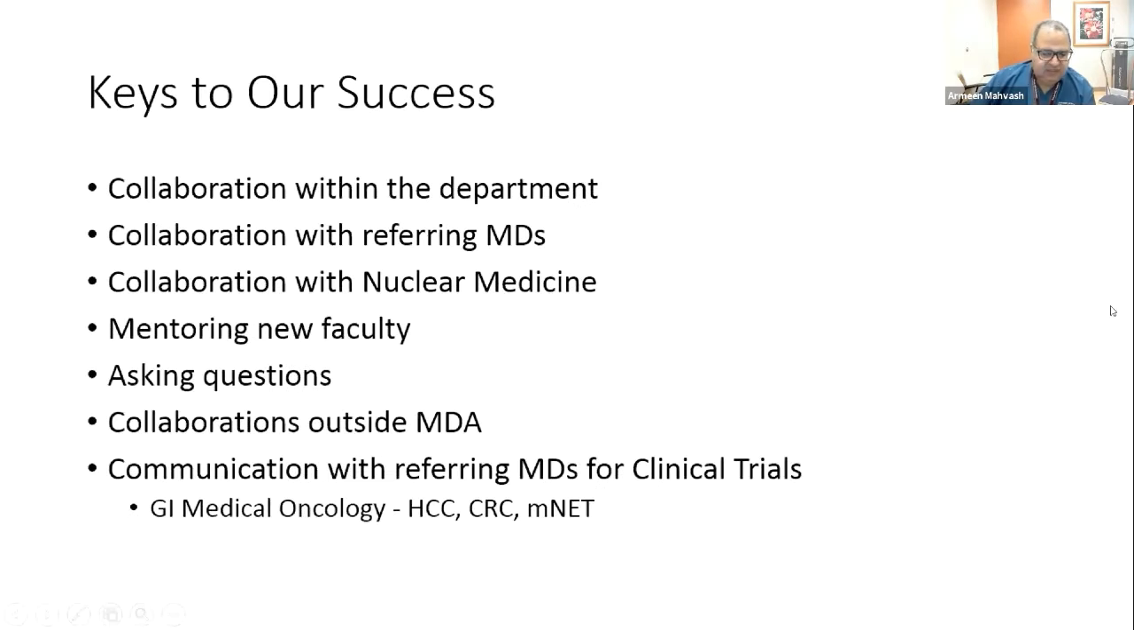So I think for us in general, the keys to our success were, first of all, the three of us initially collaborated within our department. We then started collaborating with all the referring MDs, nuclear medicine as well. We clearly have to mentor the new faculty so that they all work together as a team, and that's been very important. Asking a lot of questions has been key to our success, and we've developed other collaborations outside of Anderson as well. And the other thing for us was spending a lot of time communicating with the referring physicians on HCC, colorectal, MNETs.